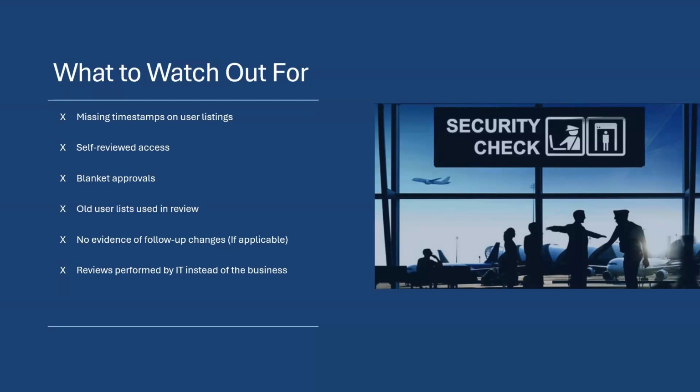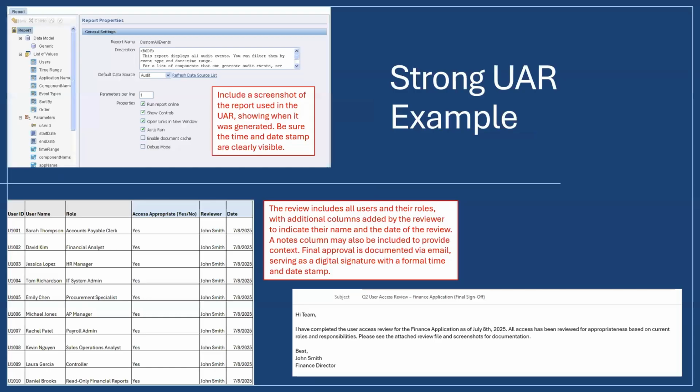And then reviews performed by IT instead of business. We do see this sometimes, where IT just reviews and approves and says everyone's okay, and they have no idea what's going on in the business side. They have no idea what's going on in finance and accounting. So that's something to think about as well. Ensure that you on the finance and accounting side are involved.